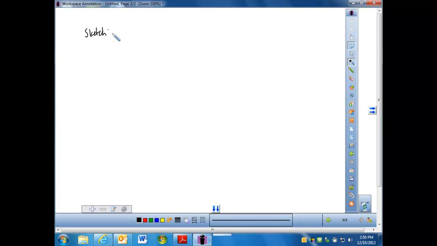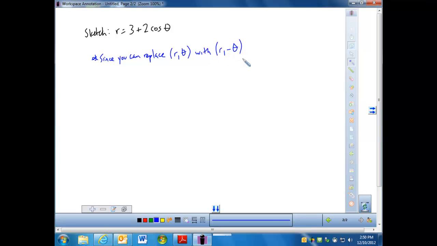So the first thing we're going to do right now is try to sketch a graph. And that graph is going to be r equals 3 plus 2 cosine of theta. Now, we can replace r comma theta with r comma opposite of theta. Now again, why do I know that? How do I know that I can replace that in this problem? I bet there's a lot of you that have no idea why that is. If you want to push pause and think about how I know that better than you right now, do that.